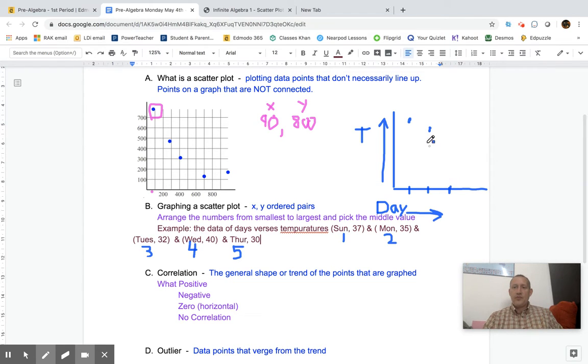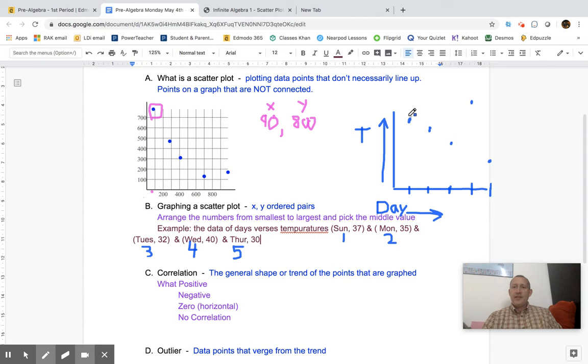But notice we're only doing one temperature per day. So that's why it's a scatter plot. It's not like a graph that is continuous. And then Tuesday, 32, let's say we're just plotting the highs. That's a little bit lower. Okay. Then Wednesday was 40. Whoa, that's up to here. It's higher than Sunday. And then Thursday is down here at 30 degrees.